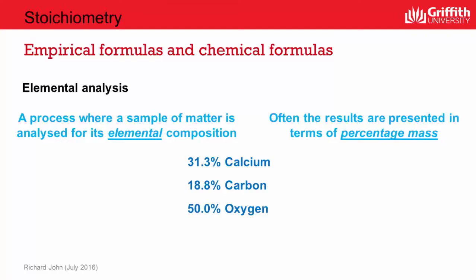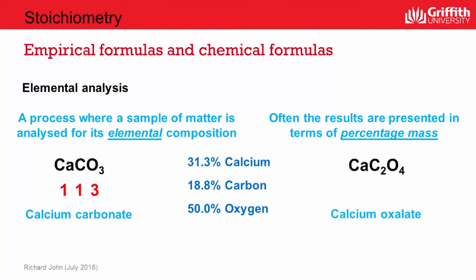Now I know of at least two compounds that could contain calcium, carbon and oxygen. One of them is calcium carbonate, where the ratio of calcium to carbon to oxygen atoms is 1 to 1 to 3. Another compound that it could be is calcium oxalate, and here the ratio of calcium to carbon to oxygen atoms is 1 to 2 to 4.